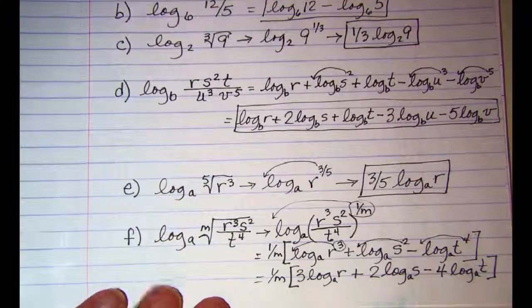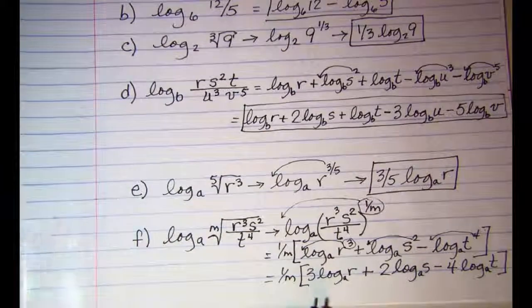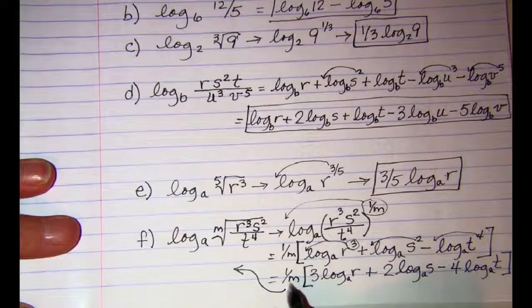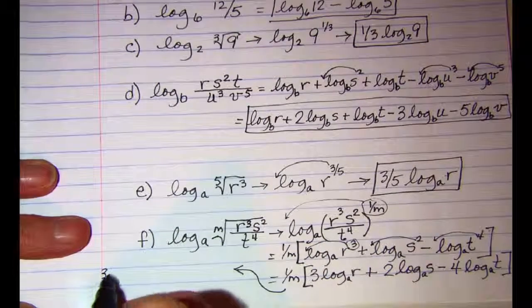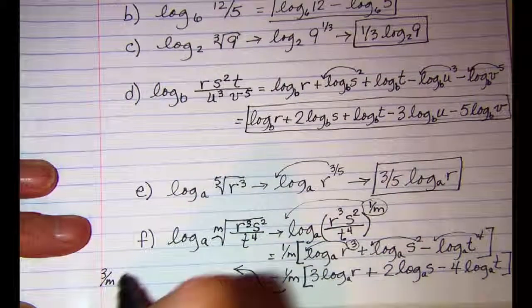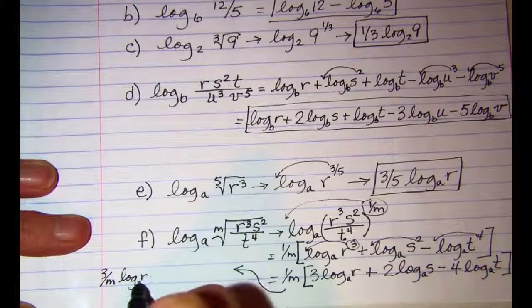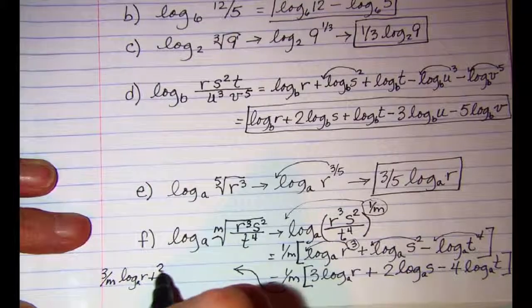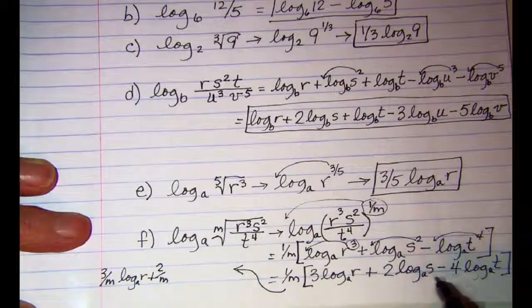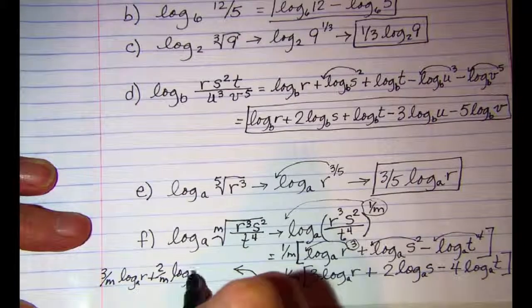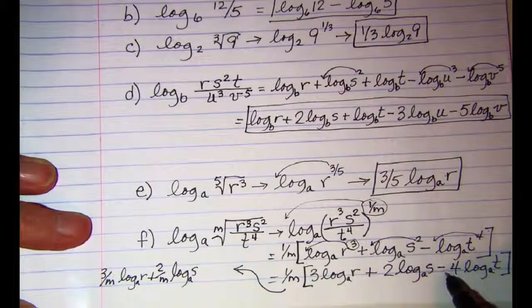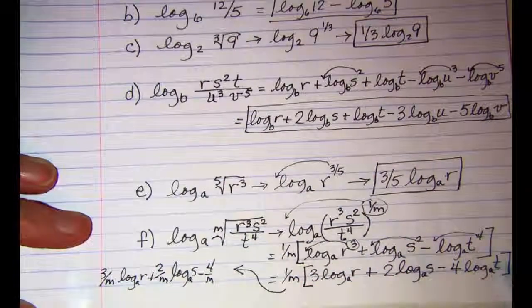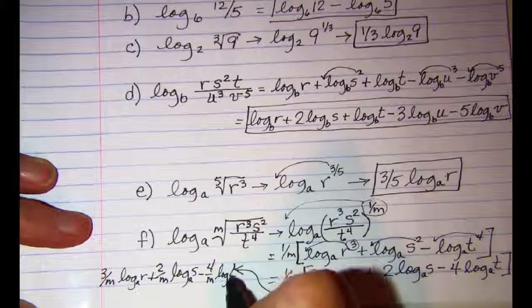And finally, let's distribute our 1 over m. And I have 3 over m log r base a plus 2 over m log s base a minus 4 over m log t base a.